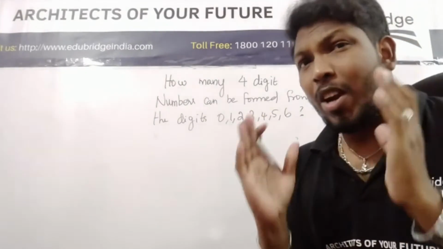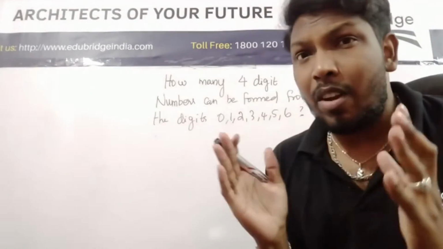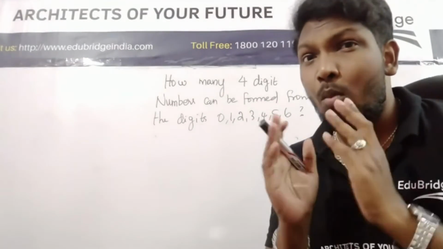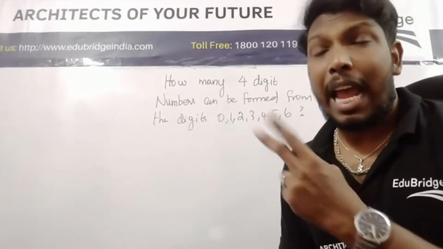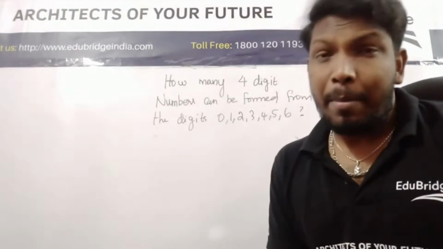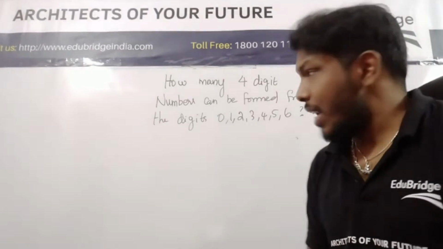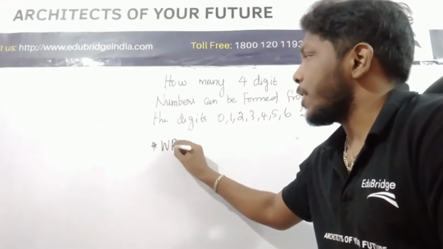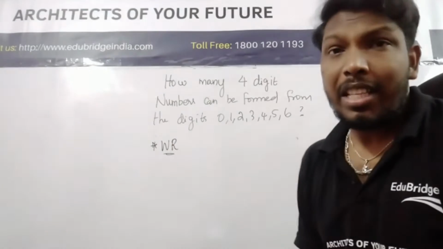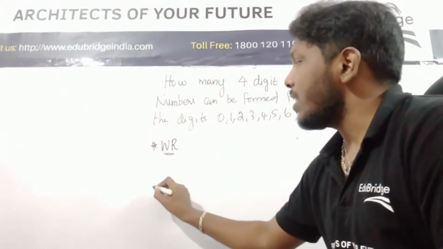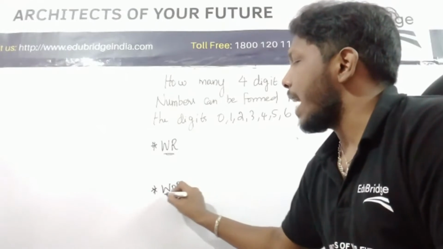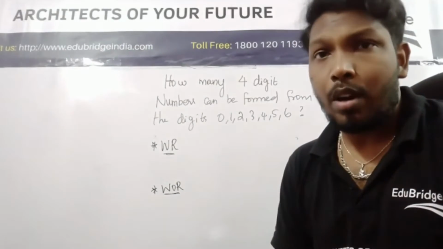Whenever we are solving a question in number permutation, we have to keep one thing in mind: two types of number permutation question can be solved. The first type is with repetition, WR. The second type is without repetition, which I write as WOR.